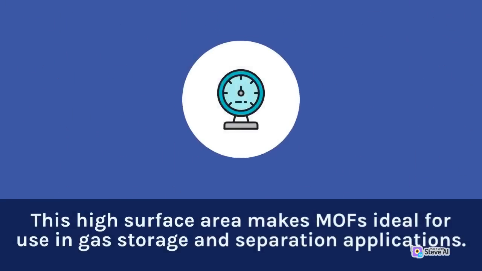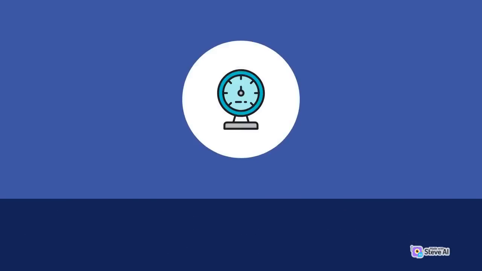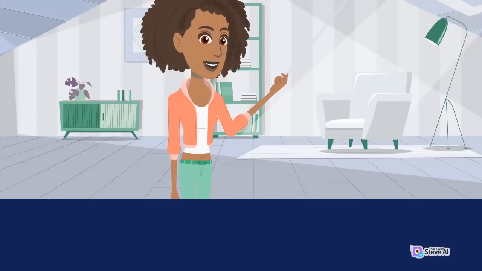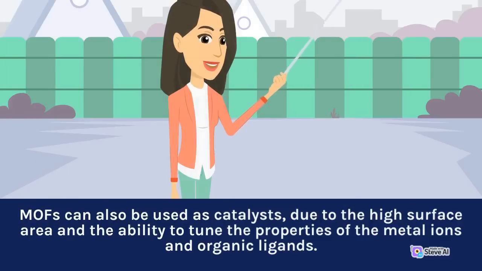This high surface area makes MOFs ideal for use in gas storage and separation applications. MOFs can be used to store gases such as hydrogen, methane, and carbon dioxide, and can be used to separate gases based on their size and affinity for the MOF material. MOFs can also be used as catalysts, due to the high surface area and the ability to tune the properties of the metal ions and organic ligands.